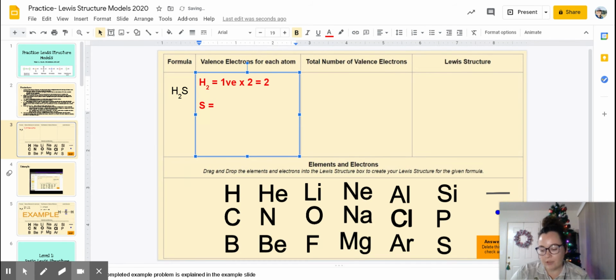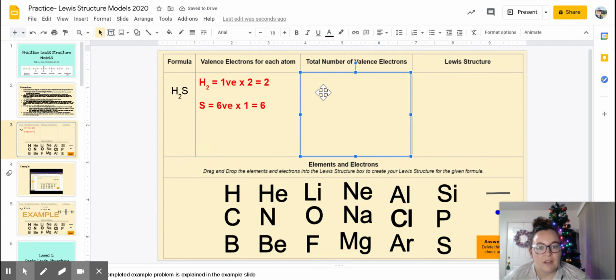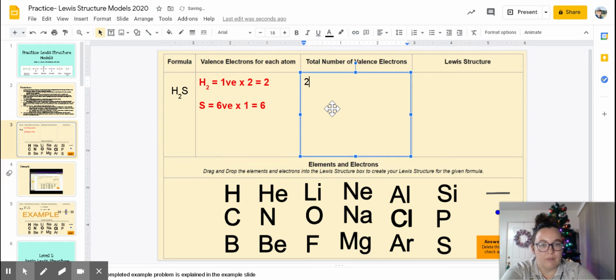We're going to do the same thing for our sulfur. Find sulfur on your periodic table and identify the total number of valence electrons. Sulfur has 6 valence electrons. We multiply it by the number of sulfur atoms we have, which is 1, so 6 times 1 gives us 6. I'm going to record that number and add those 2 together over here.